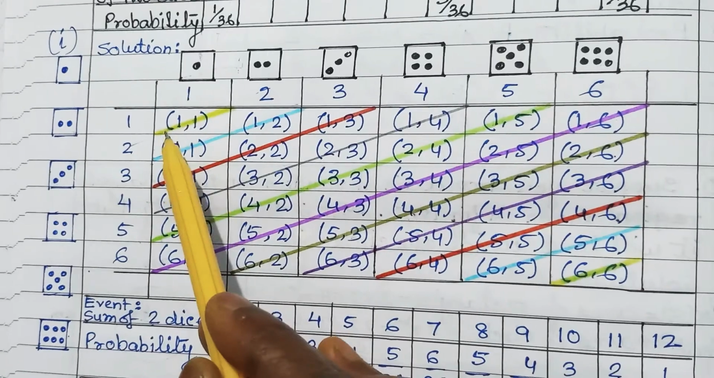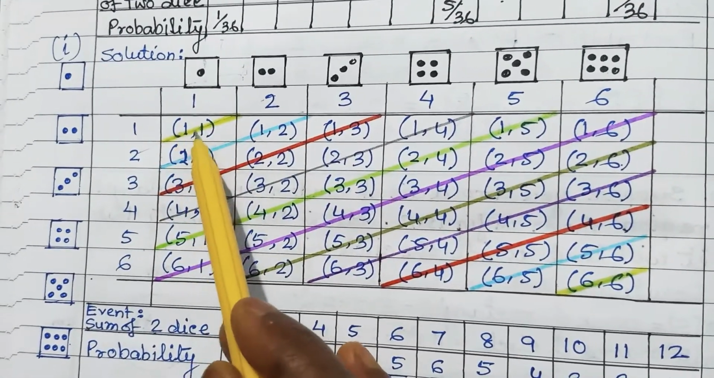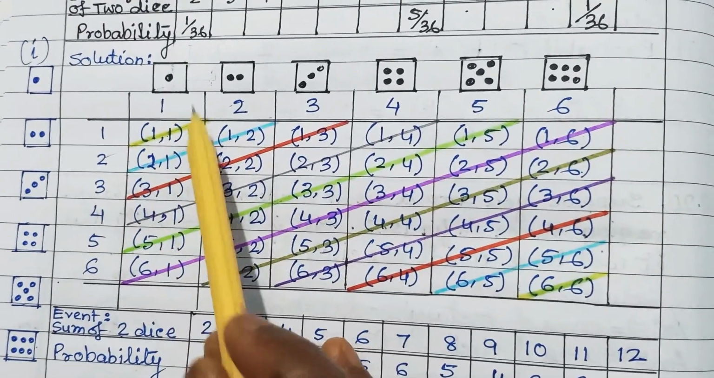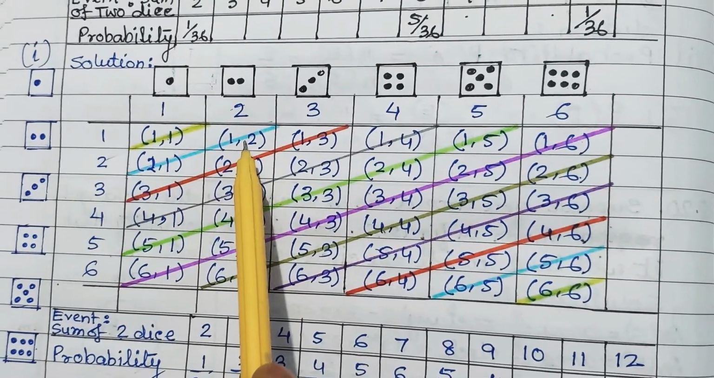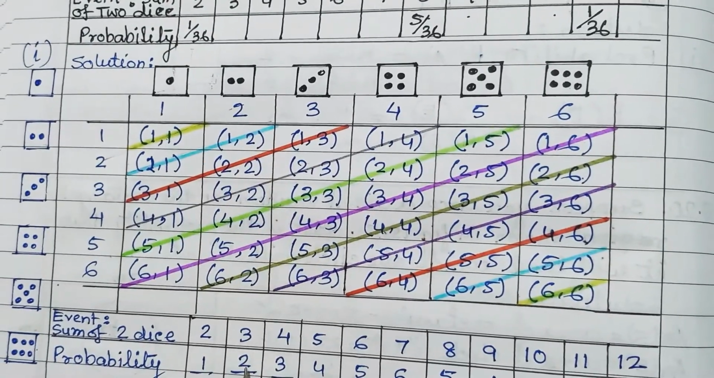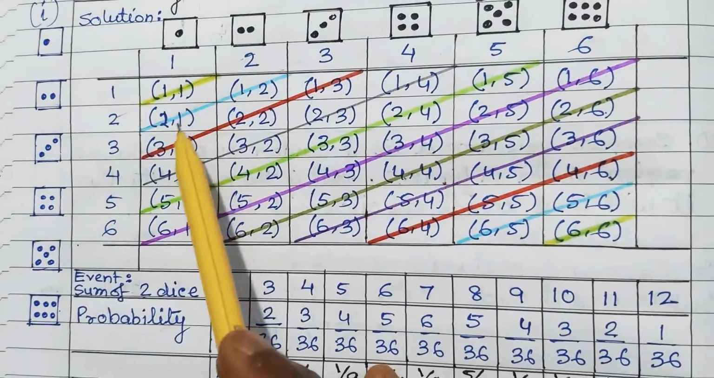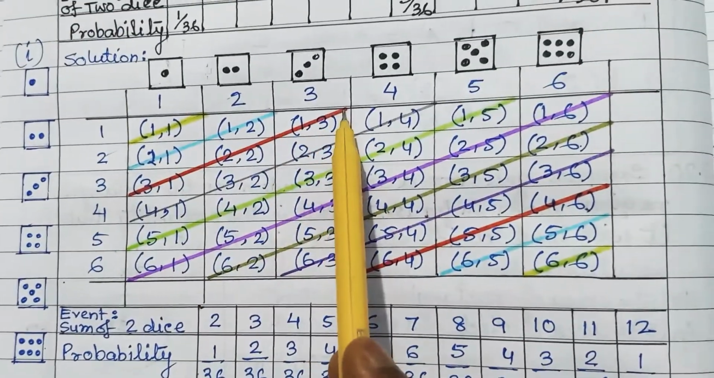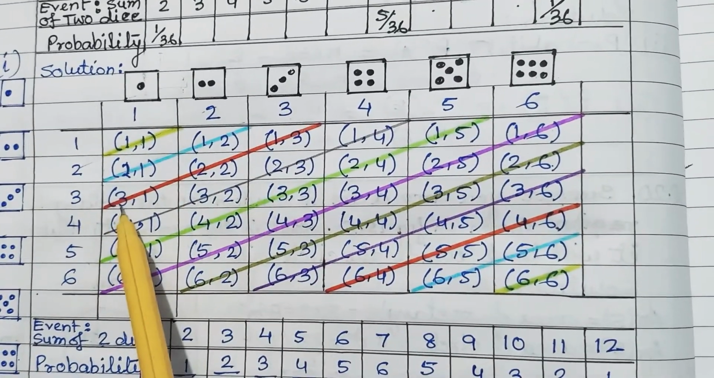Sum is 2, that is this one box only, 1 plus 1 is 2. So it is only one box, so 1 upon 36. Now sum is 3. Sum is 2 plus 1 and 1 plus 2, so it is 2 upon 36, 2 out of 36.